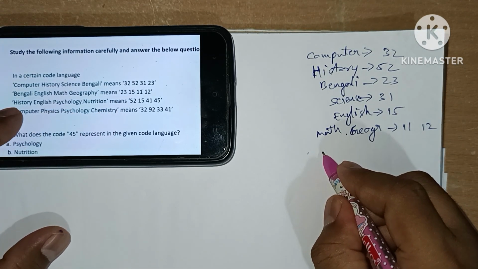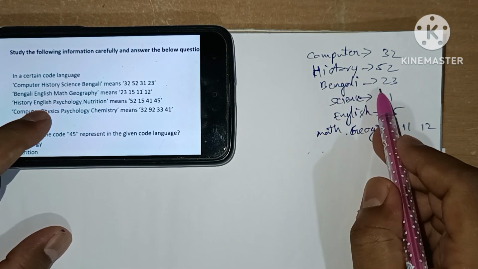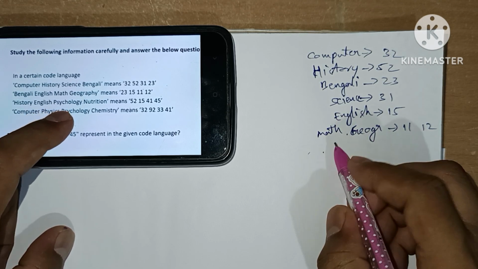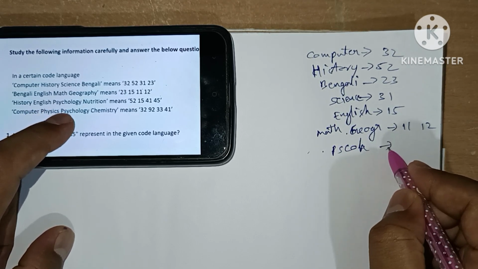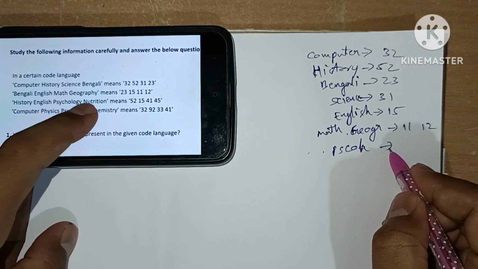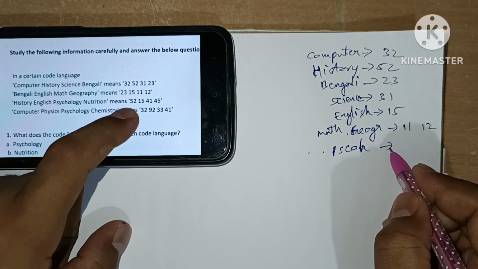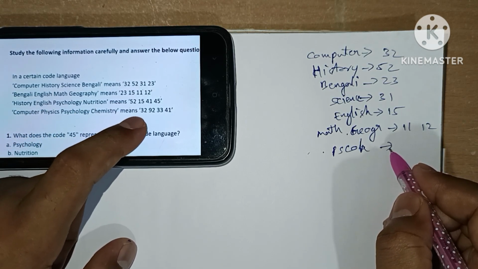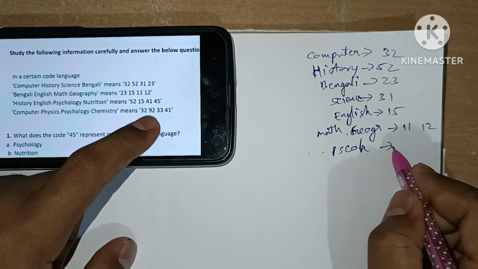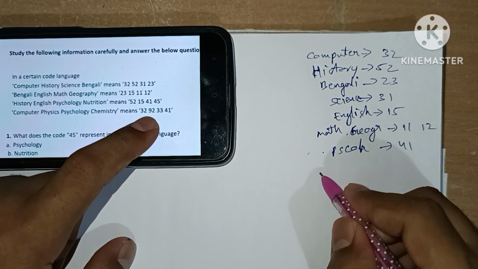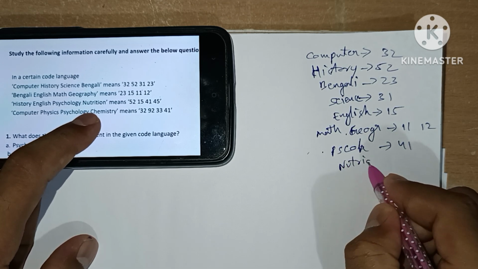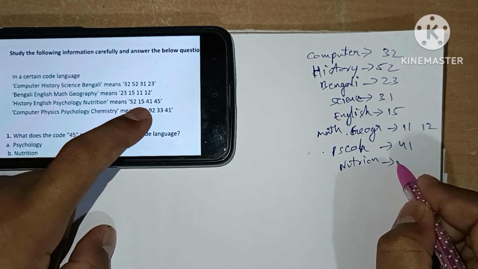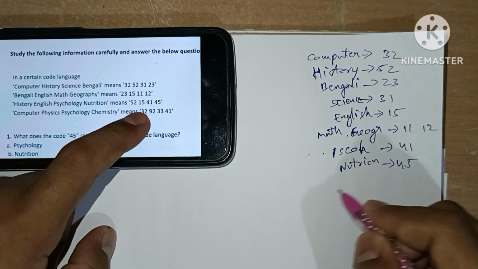Next one, we have seen history. English also we have seen. Psychology is common in these two, and there is no nutrition, so common for 3 and 4, which is 41. 41 is psychology. Next, nutrition, only left with nutrition in this third statement, which is 45.